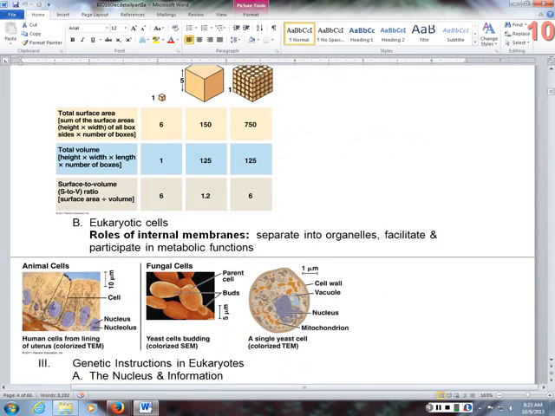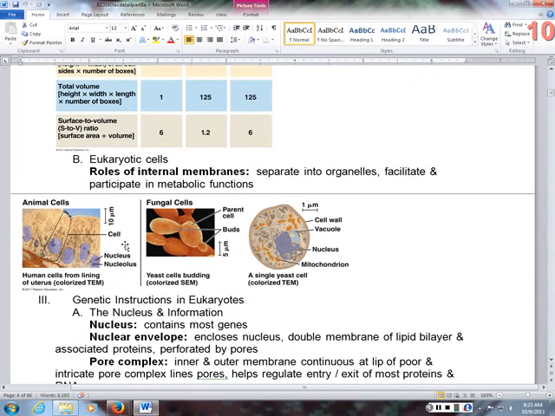So those membranes help to separate things into the organelles. They'll facilitate and participate in metabolic functions. So they're involved with a lot of those chemical reactions, which is why we need to have more membrane space.